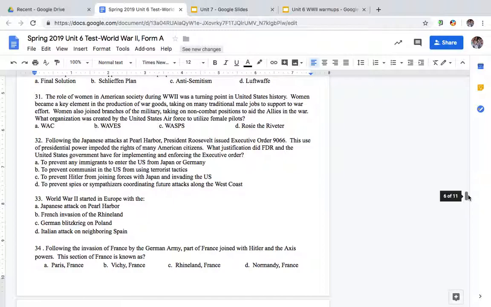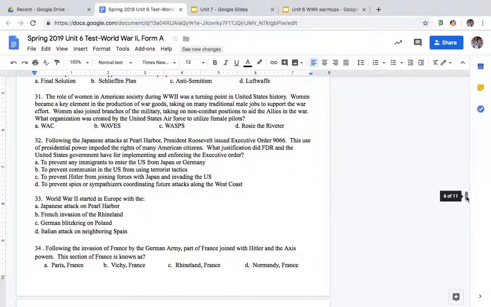Number 31. The role of women in American society during World War II was a turning point in United States history. Women became a key element in the production of war goods, taking on many traditional male jobs to support the war effort. Women also joined branches of the military, taking on non-combat positions to aid the Allies in the war. What organization was created by the United States Air Force to utilize female pilots? A. WAC, B. WAVES, C. WASPs, or D. Rosie the Riveter.